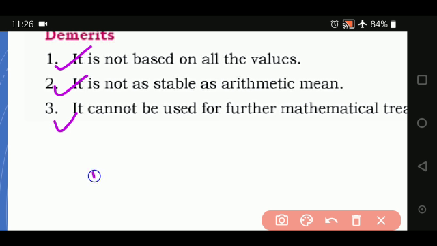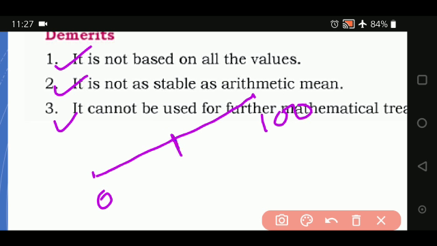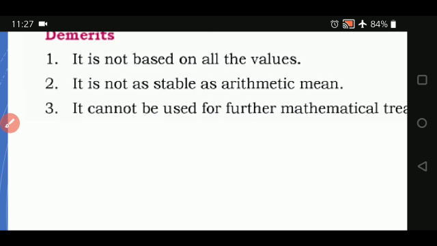Now, let me show a simple example. This is your distribution, 0 to 100. Say this is your data. The middlemost value is called the median. Arithmetic mean will take everybody into consideration, but median will see only the middlemost value. So it is only giving the central value, which is not of much help.